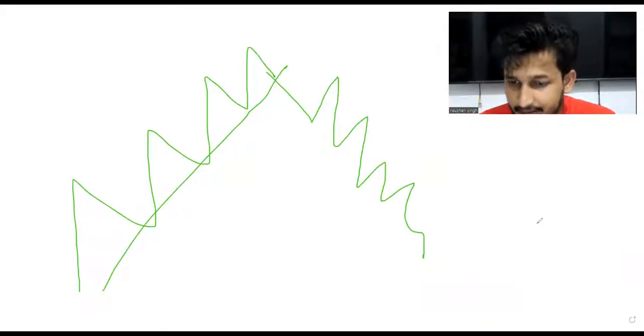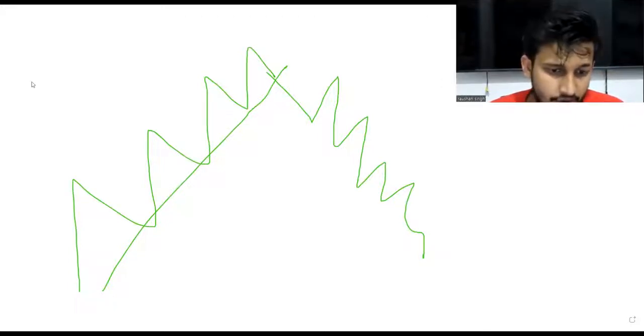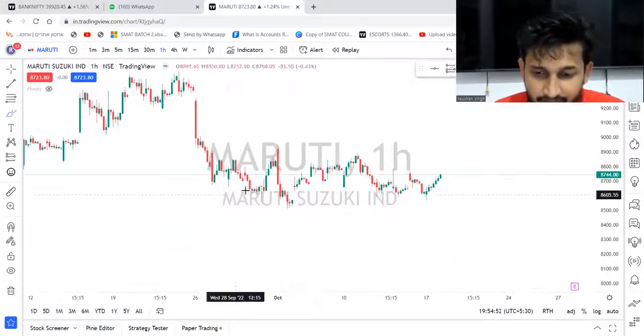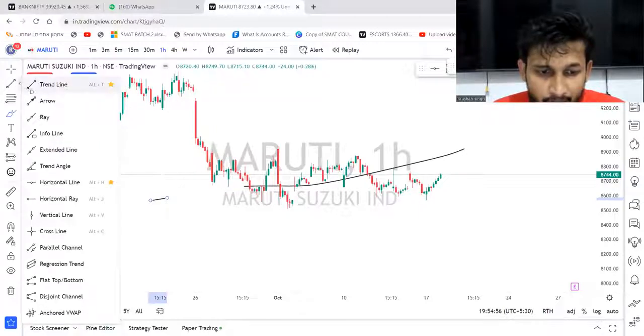Second question is, how do we draw the trend line? Let me take one stock and I'll show it to you for one last time. Minimum time frame you can go for is 1 hour time frame, by the way. Okay. Second option over here in TradingView is the option of trend line.